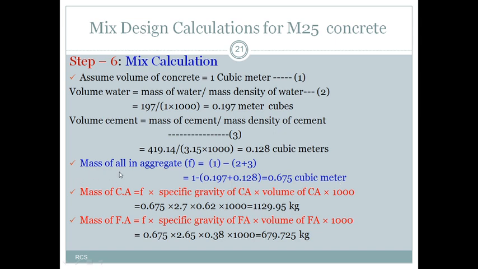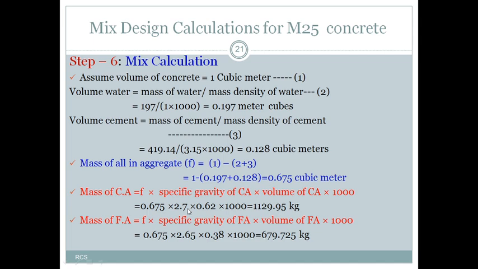It is the mass of all-in aggregate, that is, the mass of fine aggregate plus coarse aggregate. Now from this, we want to calculate the mass of fine aggregate and the mass of coarse aggregate separately. For calculating the mass of coarse aggregate, we use this formula: small f, nothing but the mass of all-in aggregate, multiplied by the specific gravity of coarse aggregate, multiplied by the volume of coarse aggregate into 1000. Here the f value is 0.675 and the specific gravity of coarse aggregate is 2.7.